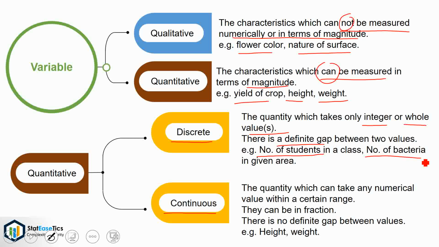Coming to continuous variables, the quantity which can take any numerical value in a certain range are the continuous variables. They can be in fraction. There is no definite gap between the values. For example, if we take a number range 1 to 10, it will constitute all the numbers from 1 to 10, that is 1, 1.1, 1.2 till 2, 2.1, 2.2, 2.3, 3, and so on till 9, 9.1, 9.9 and 10. That is, there are no definite gaps between the values, and fraction values are also involved.